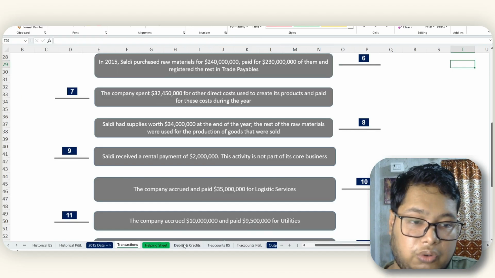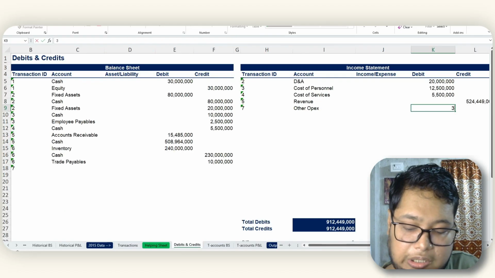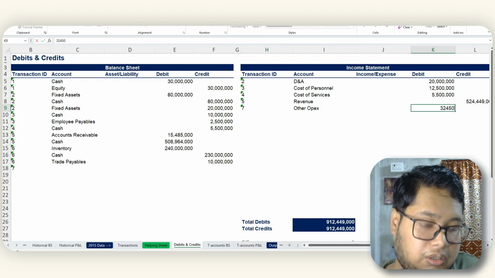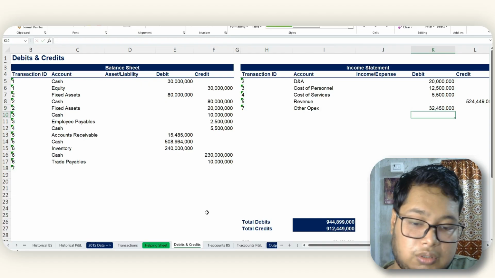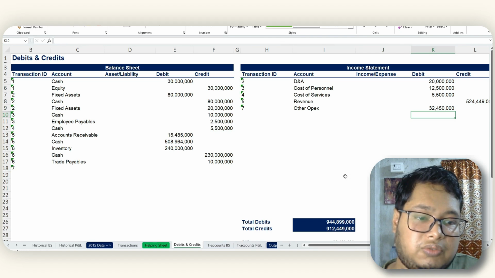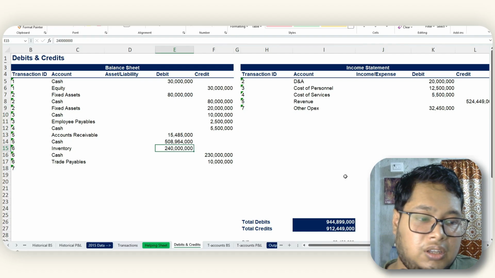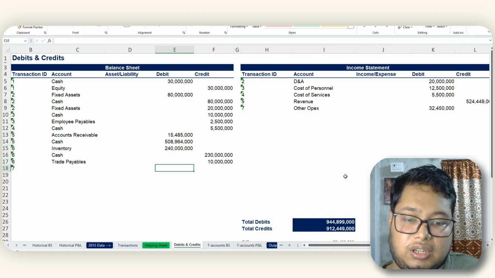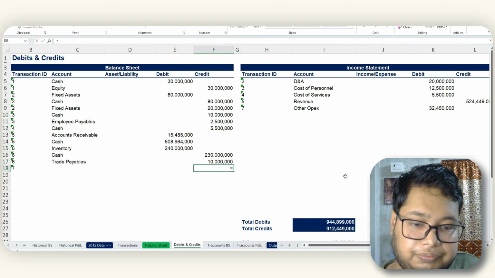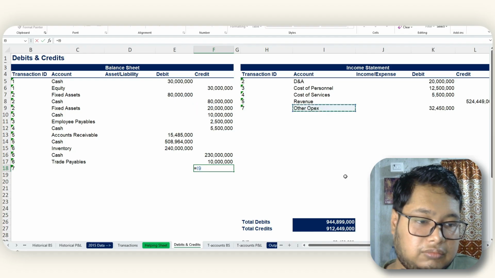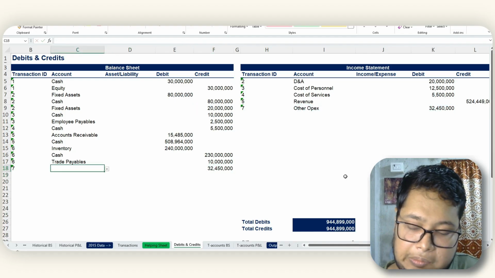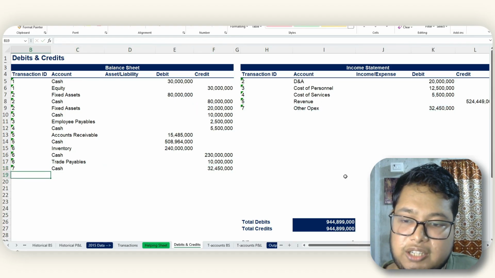32,450,000. 1, 2, 3. 32,450,000. Just to check again. Yeah, I don't want to mess with the number. So even if we're taking a little extra time, it's nice to recheck the numbers. So cash will be credited, decrease obviously. Yeah, transaction 7 has been done.